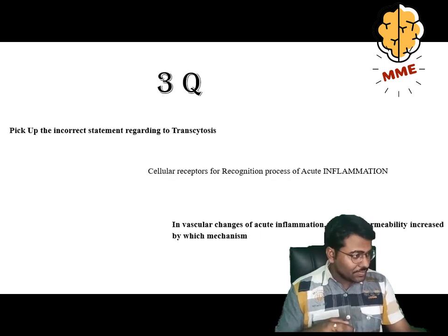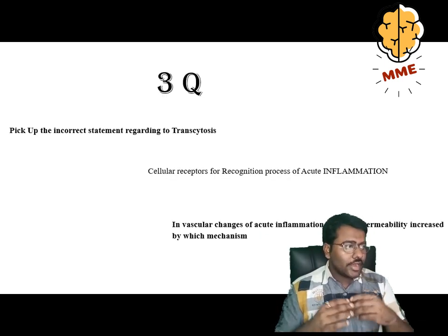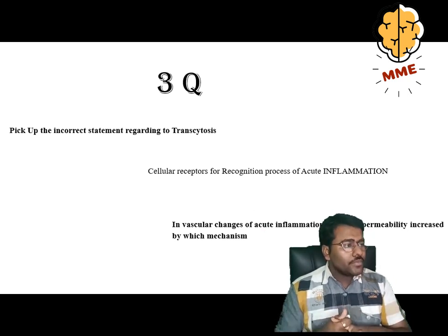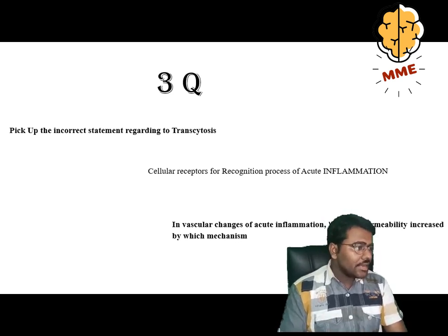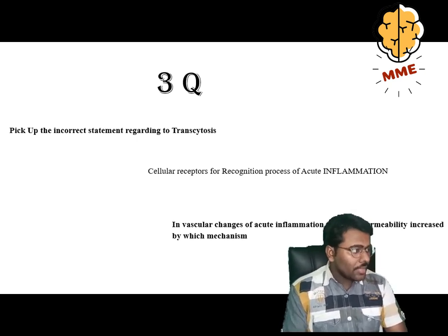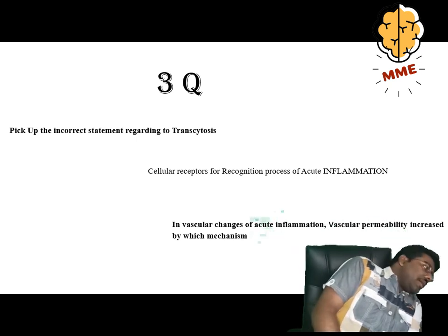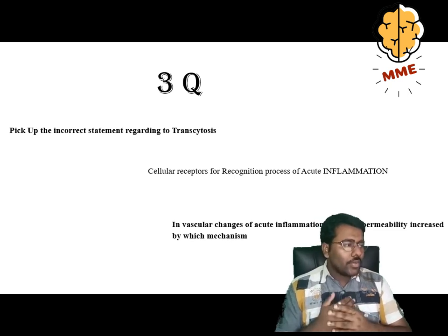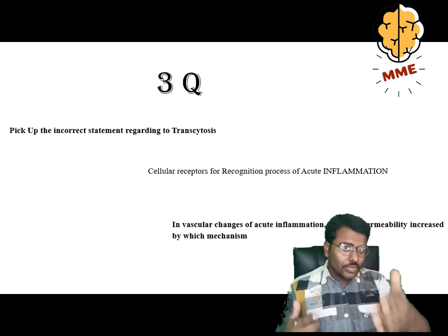It's very easy. Now coming to 3 questions which I want to discuss. First of all, the transcytosis. Pick up the incorrect statement regarding the transcytosis. Okay. Cellular component recognition process of the acute inflammation. And there is one question in the vascular change of acute inflammation, where vascular permeability increases, by which mechanism? Okay, so I want to discuss these 3 questions with these slides.